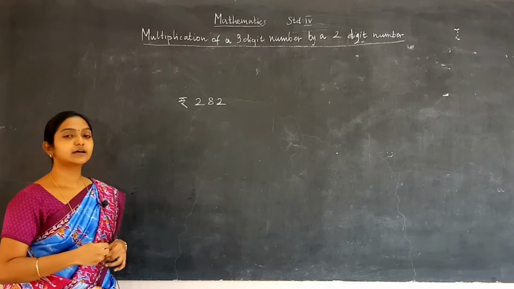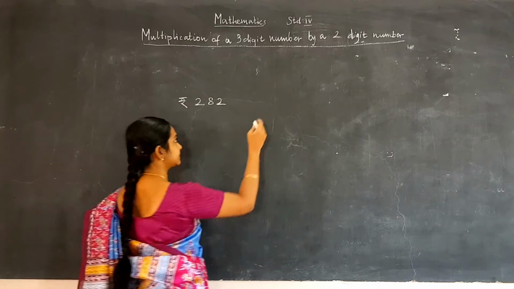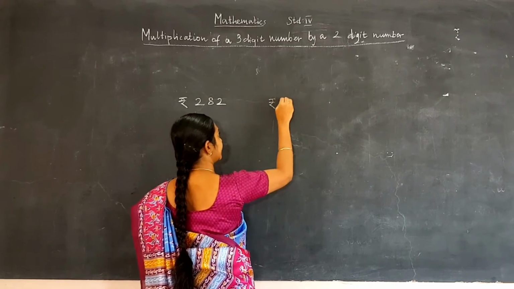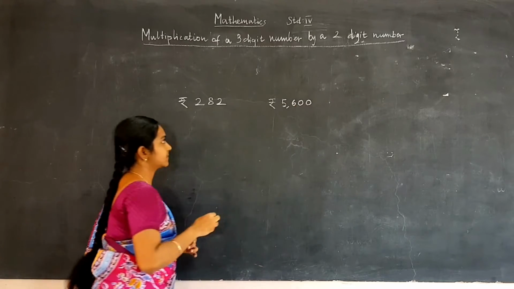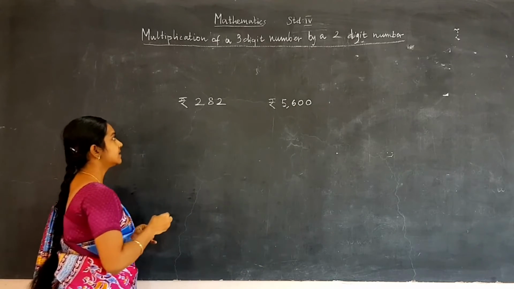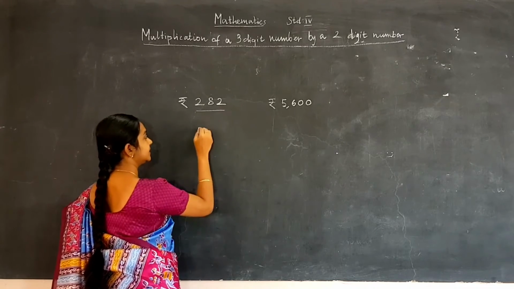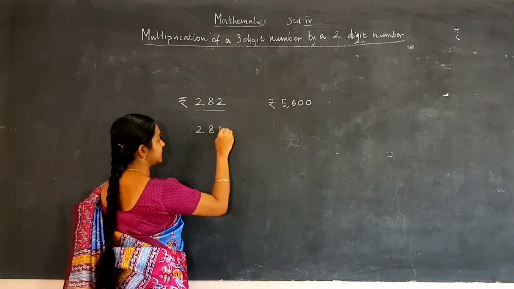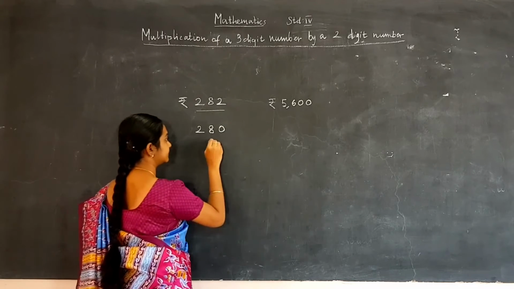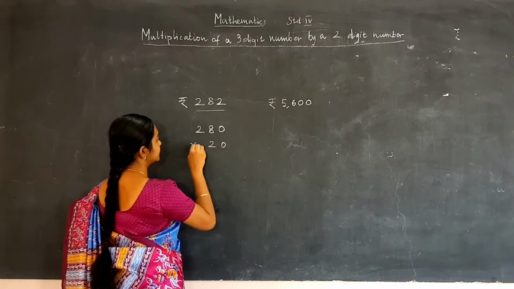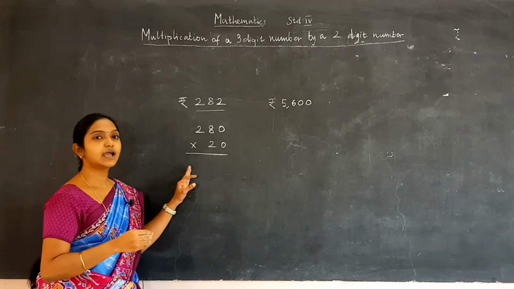She asks the manager how much she will earn if she works for 21 days. So the manager replies approximately rupees 5,600. That is, the manager rounded off 282 as 280 and 21 days as 20. The manager just multiplied 280 and 20.